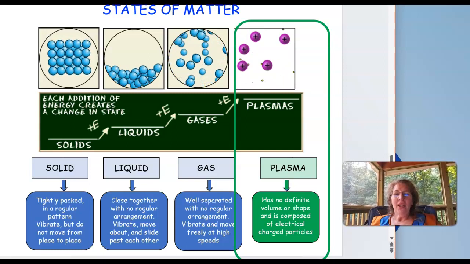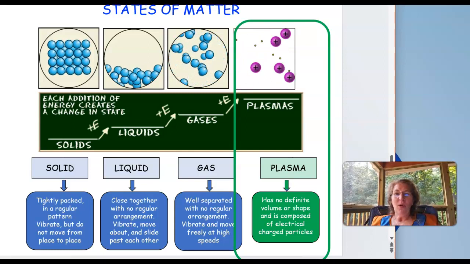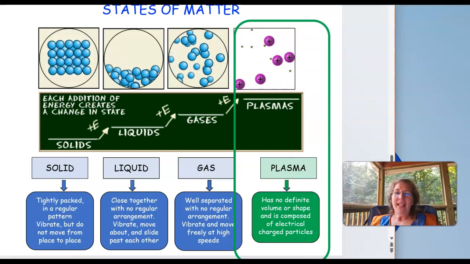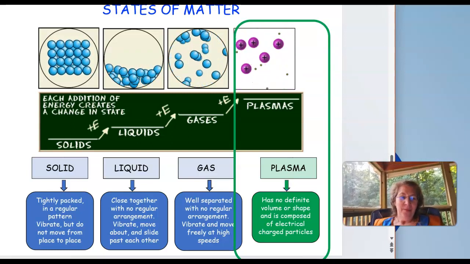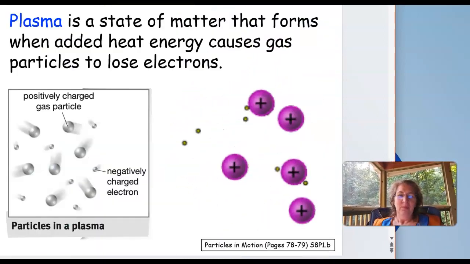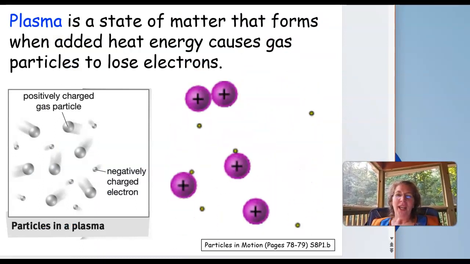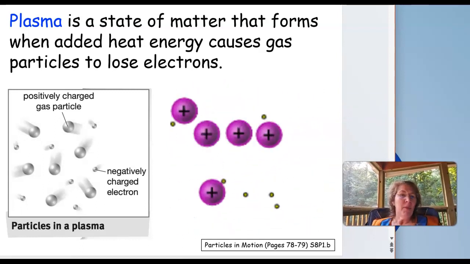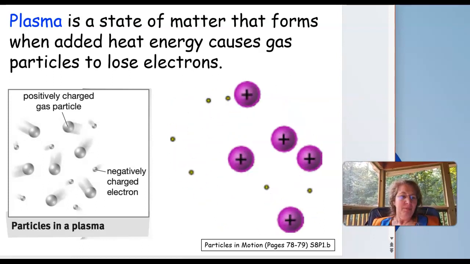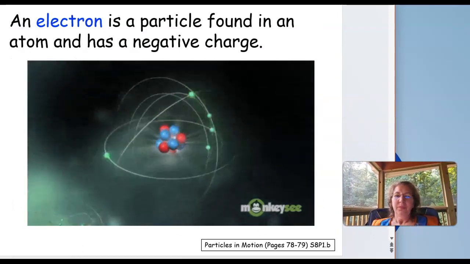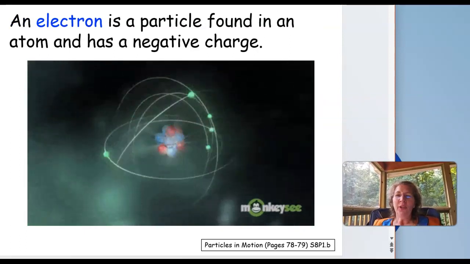The next state of matter is plasma. Plasma doesn't have a definite shape or a definite volume, and it's different than a gas in that it has electrical charges. One of those things that we're going to look at are electrons. And if you remember, electrons are the negative part of an atom. So a plasma has free-floating electrons.